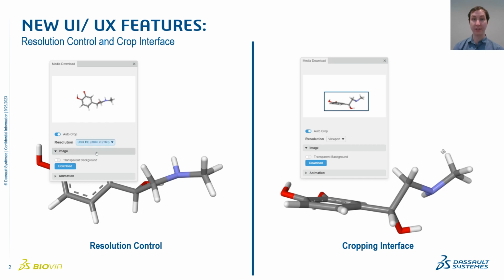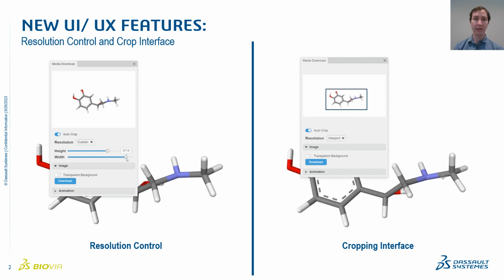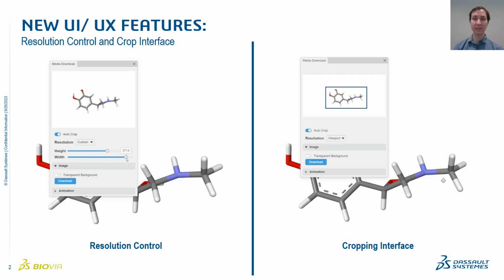of images and videos. There are several predefined resolutions, including HD and Ultra HD, and a custom resolution option. The custom resolution option lets you set a slider for the number of pixels between 128 and 4096 for the height and width. I also added a crop interface that allows the area that is downloaded to be controlled.